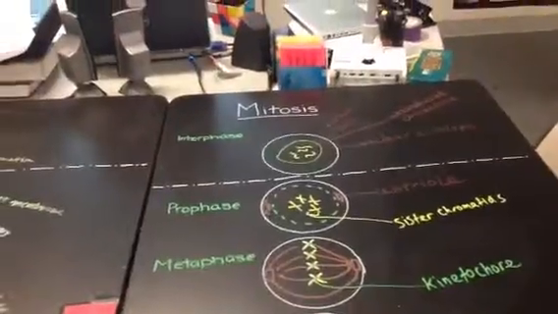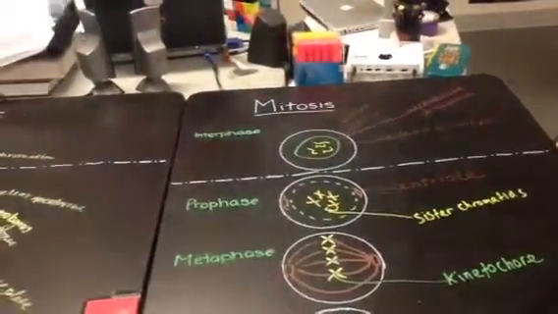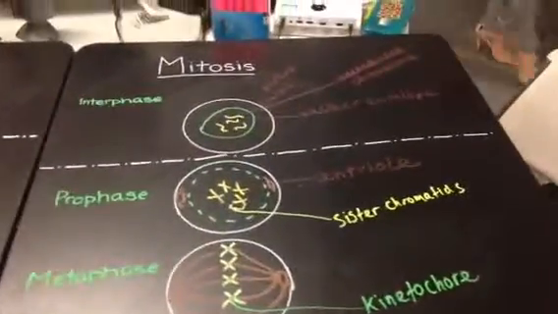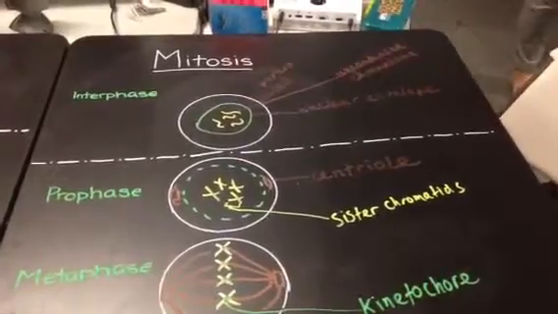We're going to start off with mitosis first, which is a cell division from one parent diploid cell into two daughter diploid cells. So in interphase, the chromosomes are not condensed yet. Also, they are enclosed in a nuclear envelope.